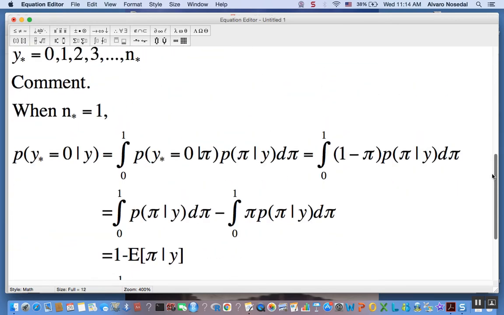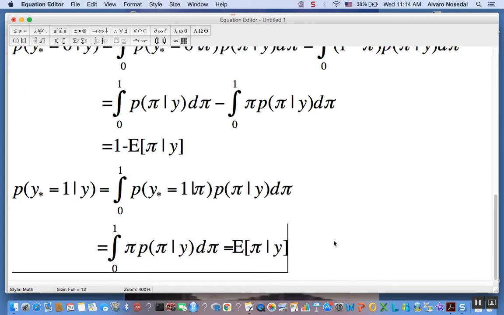Okay, so can you see what we mean by that? And something interesting here as well. Our predictive probability for seeing one success in a future sample is given by the posterior mean, right? So posterior mean.